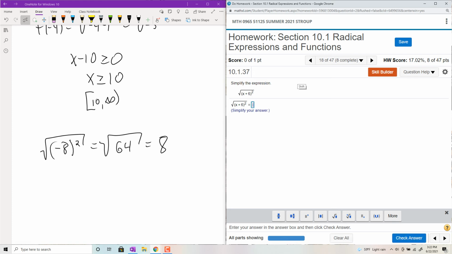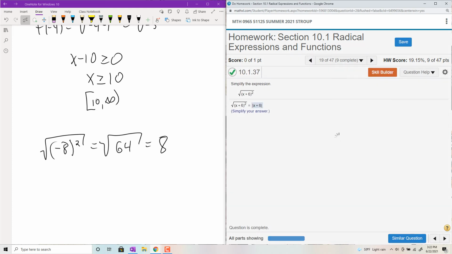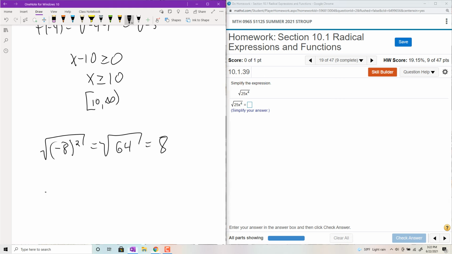Let's see what else. This one you will need the absolute value, though. There is an absolute value key on your keyboard above the slash key, which is above the enter key. And then x plus 6, absolute value. And this is another one where you're going to need absolute value. So square root of 25x to the 4th is the same as the square root of 5x squared, squared, and then it's going to be absolute value of 5x squared.